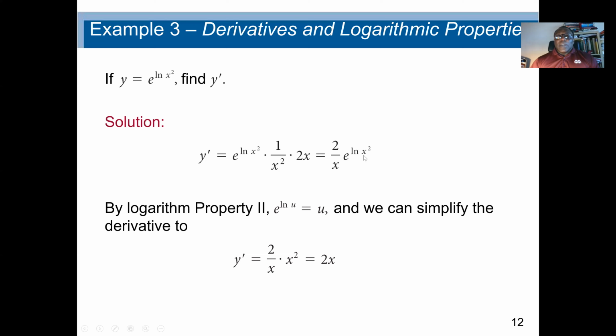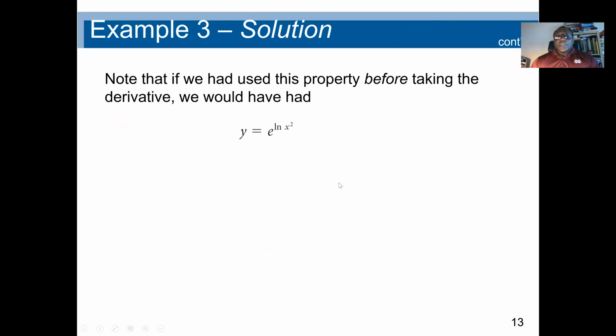Again, using the log property. We should know that if we had used this property before taking the derivative, we would still have y equal to e to the power natural log x squared. Natural log is log base e, so e raised to the power log base e will give me 1, which means y equal to x squared. And if I find the derivative of x squared, I'll get 2x.